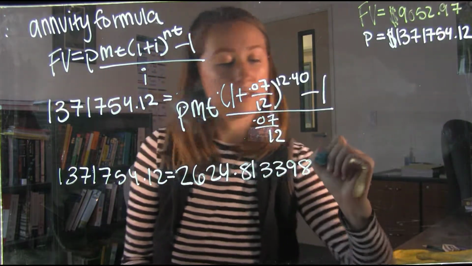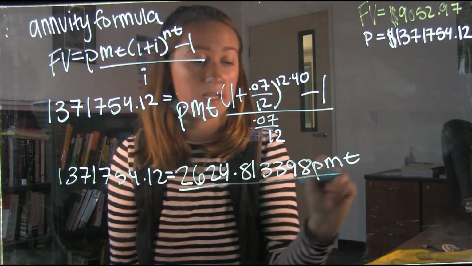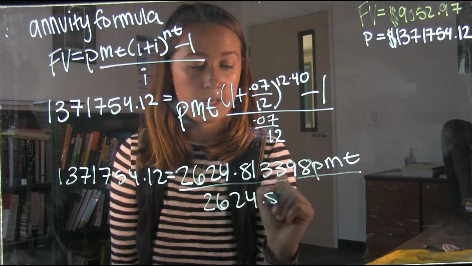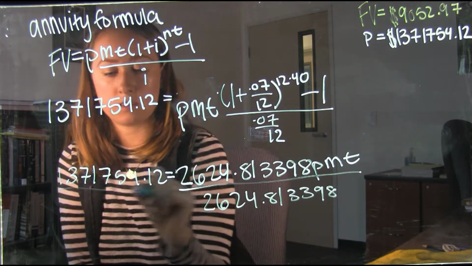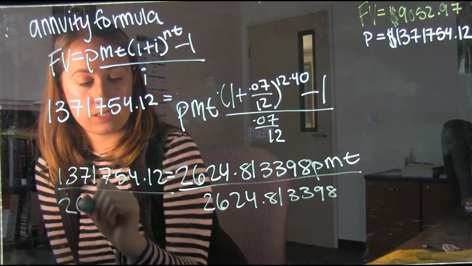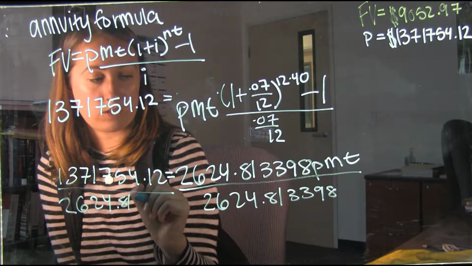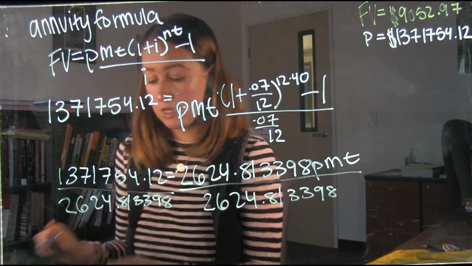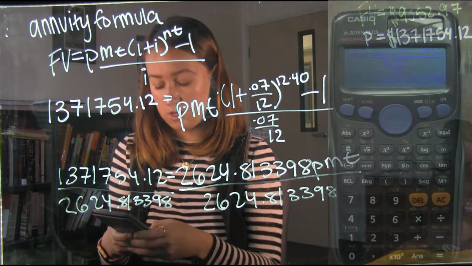So then we're going to get 2,624.81339.8. And that's our number next to PMT. Then we're going to do the same thing we did last time, just reverse. So 2,624.81339.8 is going to come out of this other number that we had, which is our future value for how much we need to have in our retirement to be able to achieve that future value. So we're going to do that really quick.